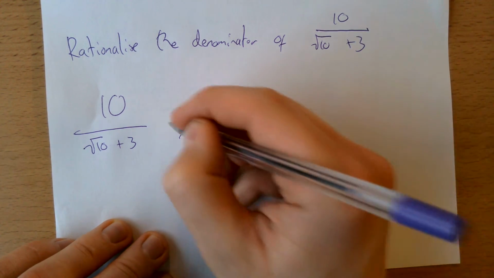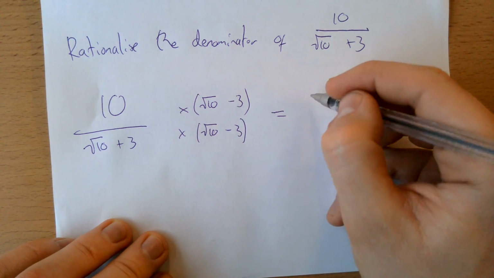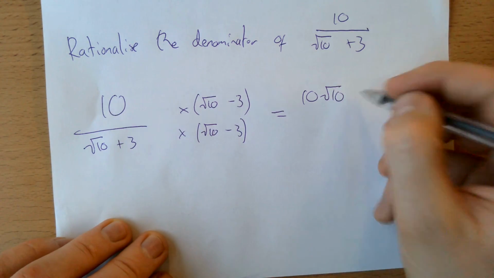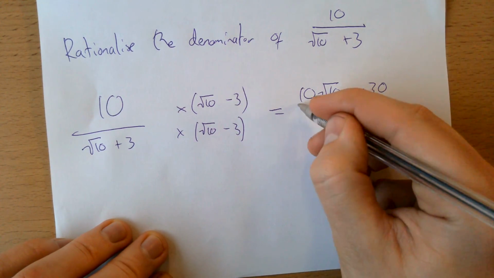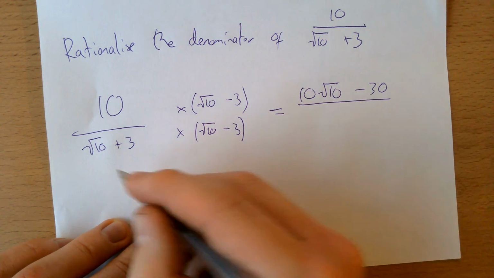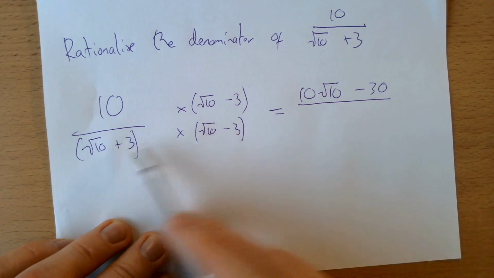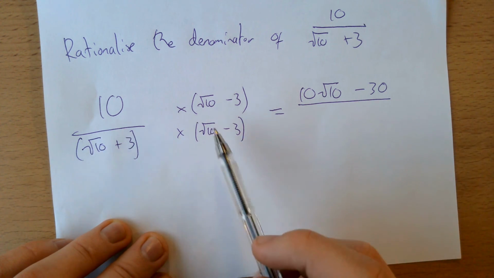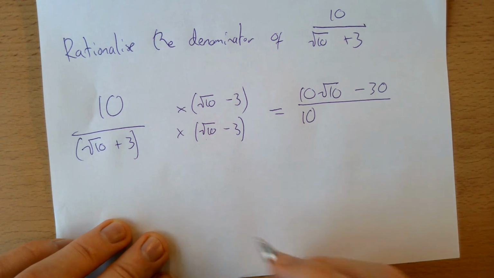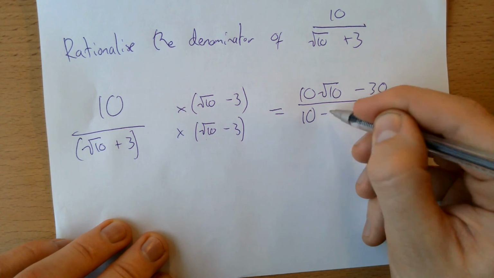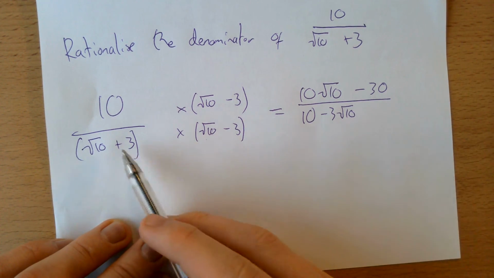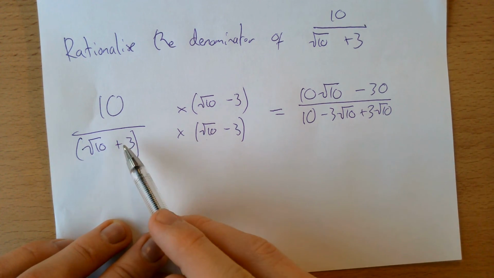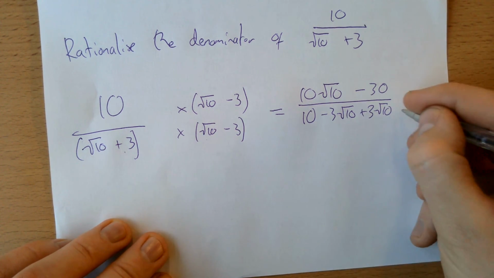So if I times the top by root 10 minus 3, well, 10 times root 10 is 10 root 10, and 10 times minus 3 is minus 30. And then the bottom is going to be root 10 plus 3 times root 10 minus 3. Root 10 times root 10 is 10. Root 10 times minus 3 is minus 3 root 10. 3 times root 10 is plus 3 root 10. And 3 times minus 3 is minus 9.